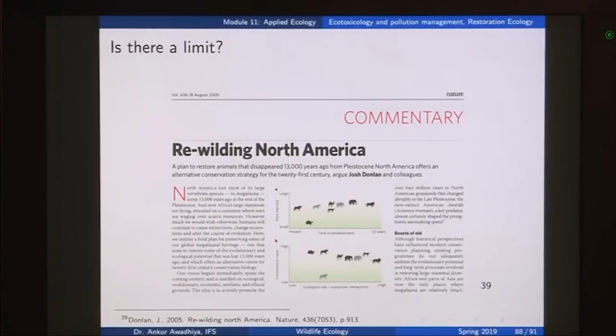This was a paper that was published in Nature, and in this case the authors talked about rewilding of North America.